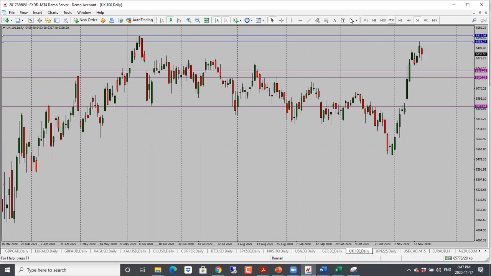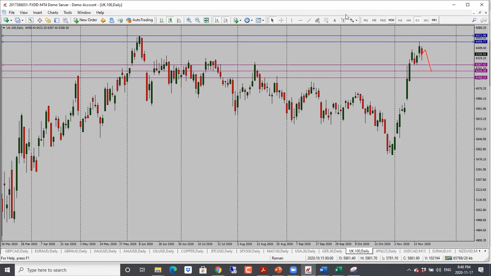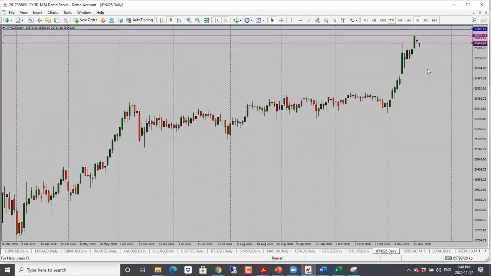Footsie here, Footsie seems to be backing off of the resistance level here. So looking for a move back down for Footsie as well. In terms of our targets here, the first target is 62.65 and then 62.20. So bias here is bearish for Footsie as well. And then we have Nikkei.